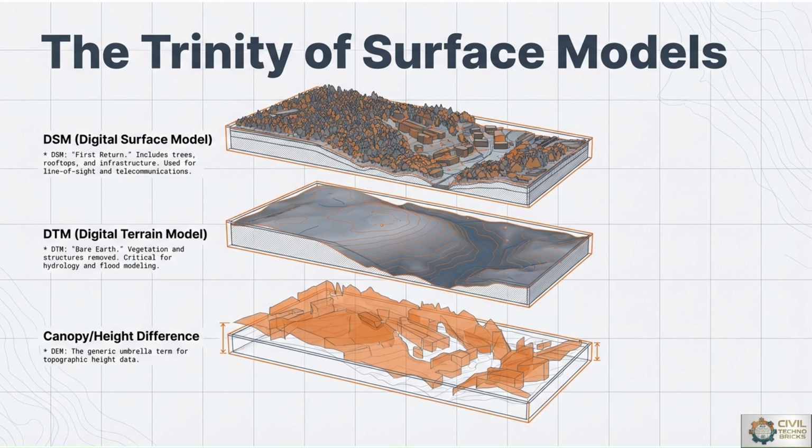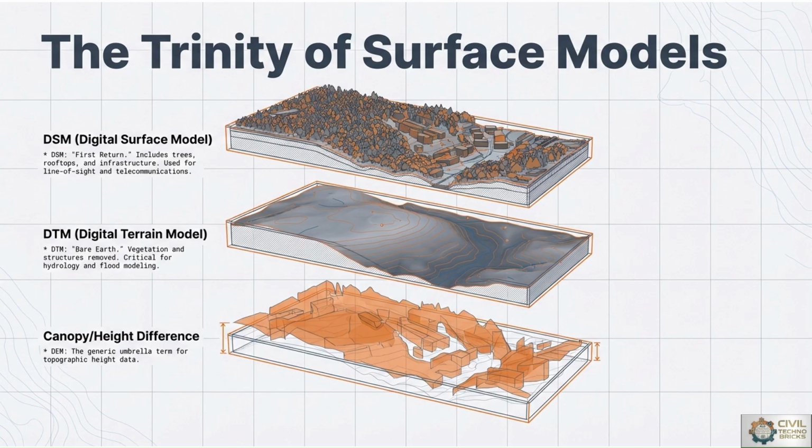The digital elevation model is related to these two models, or we can say the trinity of surface models: digital surface model, DSM, and digital terrain model, DTM. Digital surface model, which is the first, includes trees, rooftops and infrastructure on the earth surface, and is used for line of sight and telecommunication purposes. Digital terrain model, that is DTM, is a bare earth where vegetation and structures are removed, and is critical for hydrology and flood modeling. We can use it on the basis of contours.